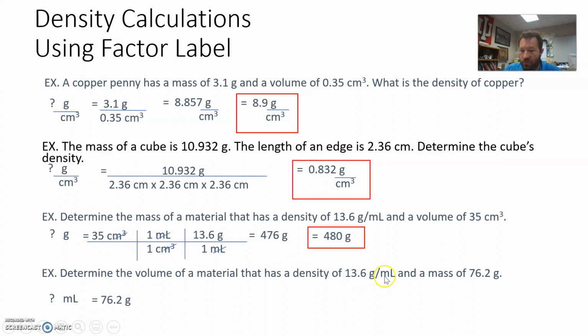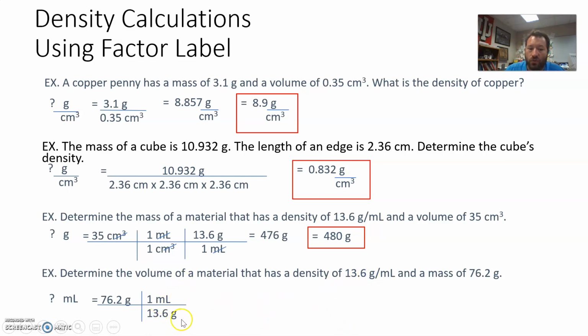Again, we have our choice of 2 units or a number with only 1 unit. I'm going to go with just 1 unit. So how many milliliters and 76.2 grams? Need to cancel out grams. How do I do that? I need grams down here. Here's the little trick.